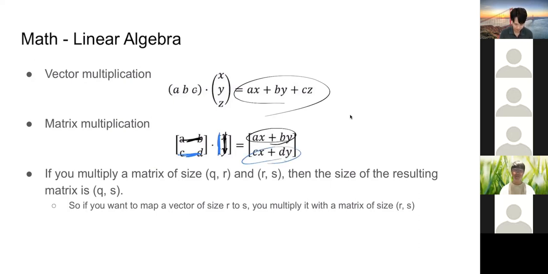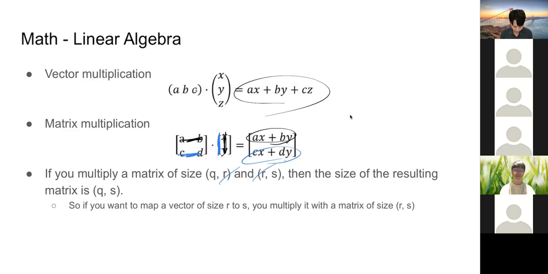The rule of thumb was that if you multiply matrices of size q by r and r by s, then the size of the resulting matrix will be q by s. It's like canceling out whatever is in between them. And of course, it is clear that you cannot multiply q by r with some value other than r by s, because they'll have a mismatch. In that case, those two matrices cannot be multiplied to each other.